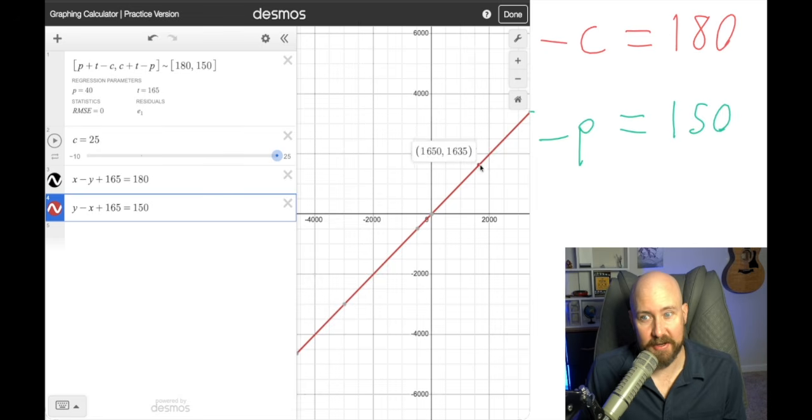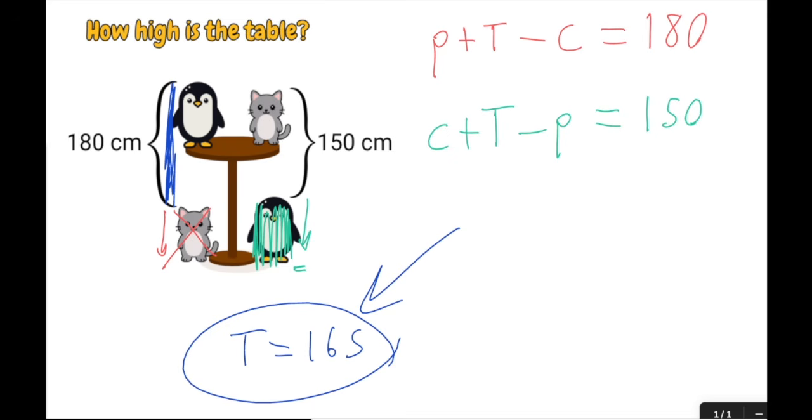That said, as you're going to notice, as we go along the line here, x is always going to be 15 higher than y. So pretty fun insights from Desmos.